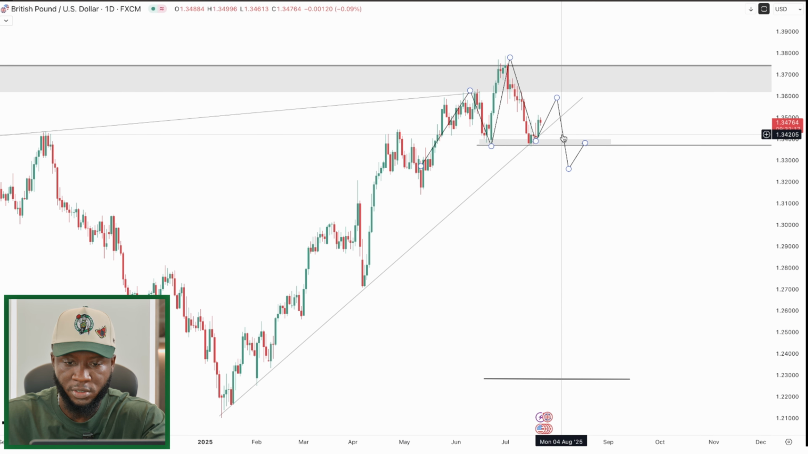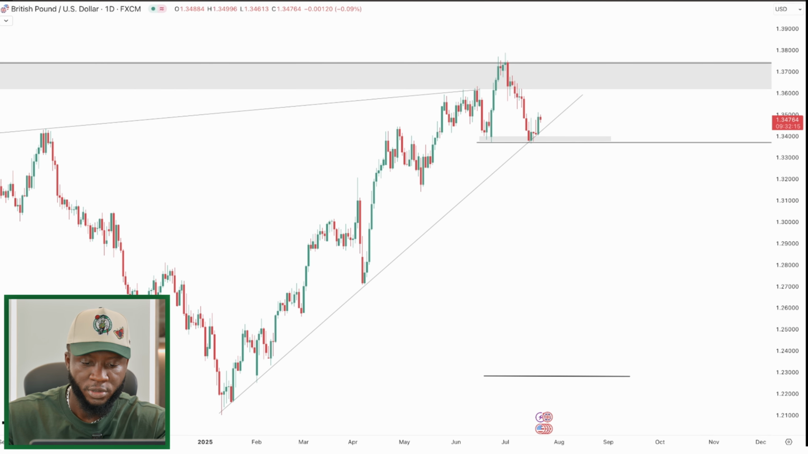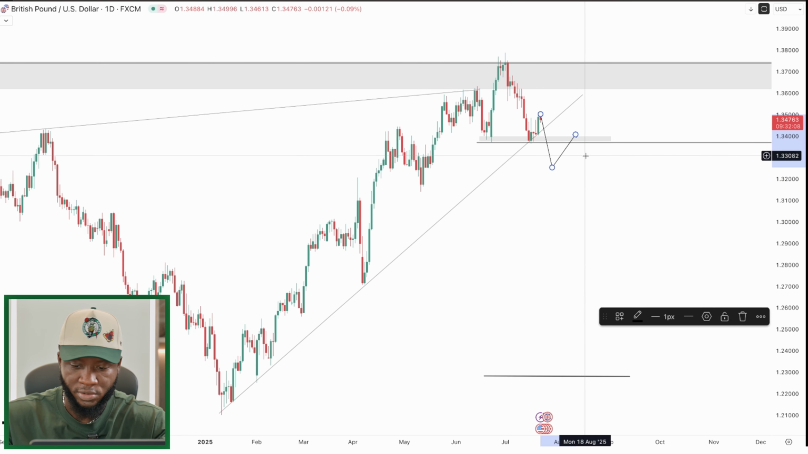This is still pretty much an uptrend. The only time I want to be looking for selling opportunities is a break of this low right here, maybe a retest, and then a possible move to the downside, all right?